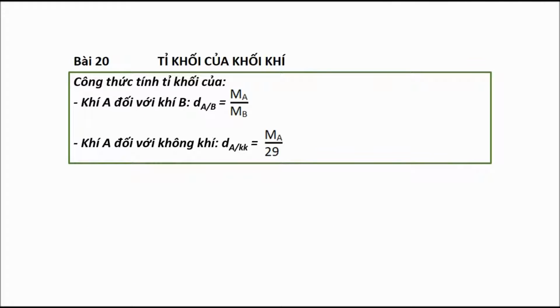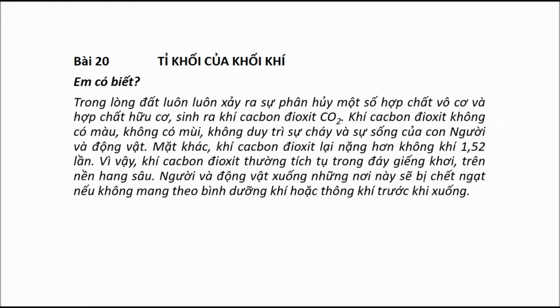The formula for calculating the relative density of gas A with respect to gas B: dA/B equals MA over MB. Gas A with respect to the air: dA/air equals MA over 29. Do you know?